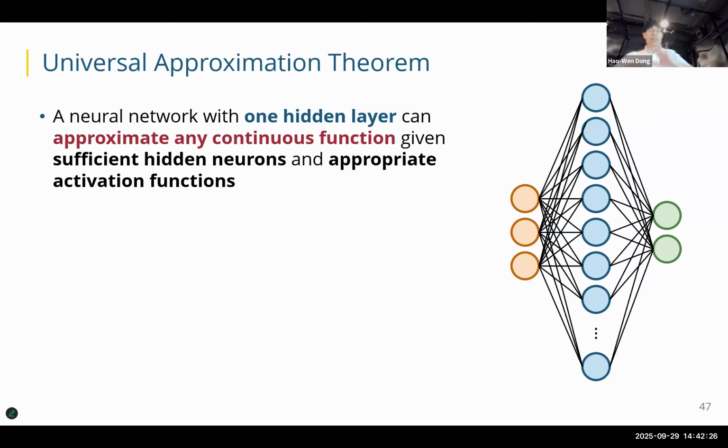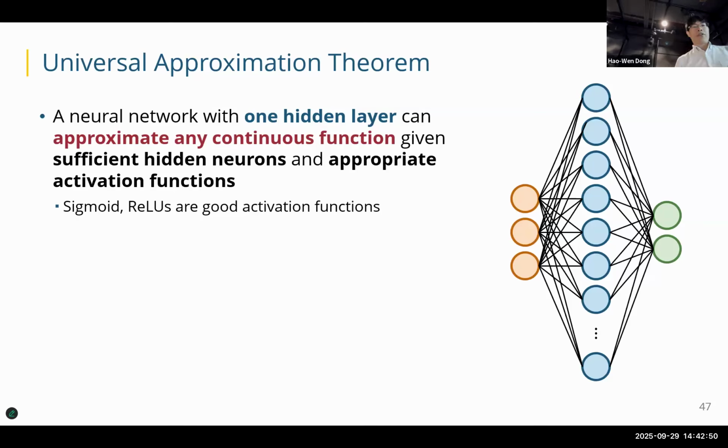So forget about all the matrix things, layer by layer things. One hidden layer can approximate any continuous function given sufficient hidden neurons and appropriate activation functions. In this case, appropriate activation functions is very vaguely defined, but sigmoid and ReLUs are good activation functions here. So basically it says a neural network with one hidden layer can approximate any continuous function given a sufficient number of hidden neurons with sigmoid or ReLUs.